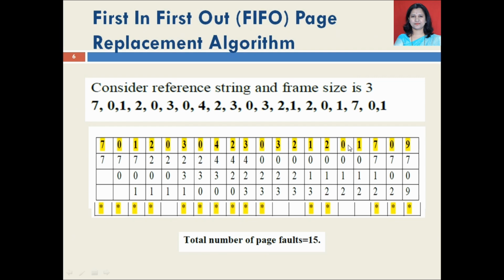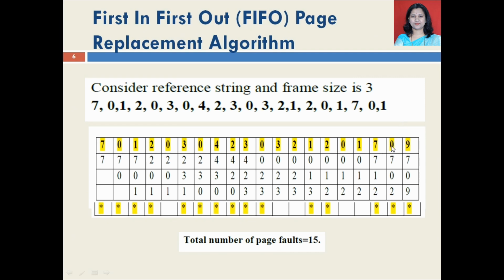Now to place the 0, 0 is already there, so it will be as it is. To place the 1, 1 is already there, so it will be as it is. To place the 7, 0 will be the oldest among these, so 0 will get replaced and 7 will get placed over there. Now next is 1, then 2. It becomes 7, 1, 2. Page fault will be there.